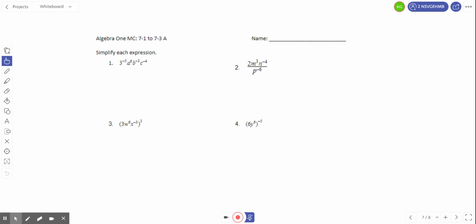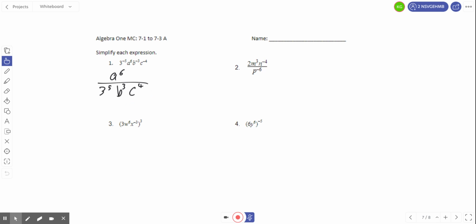For this first one, we don't have any exponents with the same base, so all we have to do is get these negatives into the denominator. So we'll have a to the 6th on top, 3 to the 5th on the bottom, b to the 3rd, so the -5 becomes +5 when you put it in the denominator. Same with the -3, and c to the -4 can be in the denominator like that.